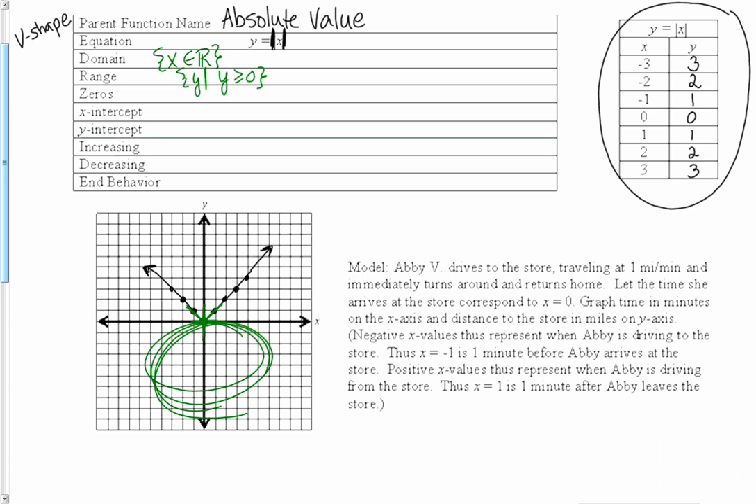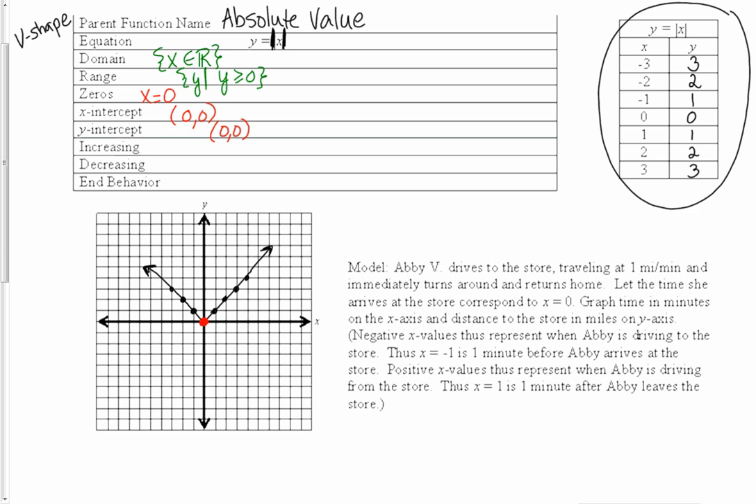Okay, my zeros, or my x-intercept, that happens right here at the origin. So again, for a zero, I'm going to say x equals 0. Whereas for my x-intercept, I usually write it as coordinates 0, 0. And my y-intercept is the same spot. I hit the y-axis at 0, 0.